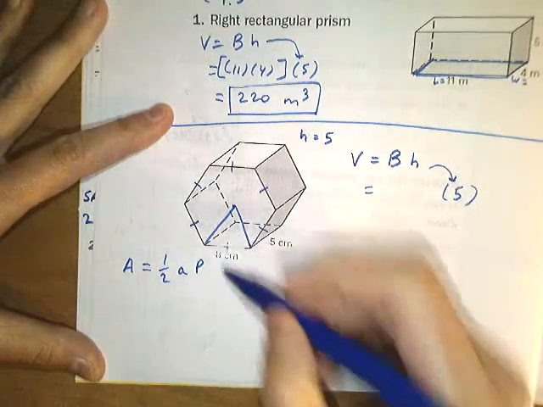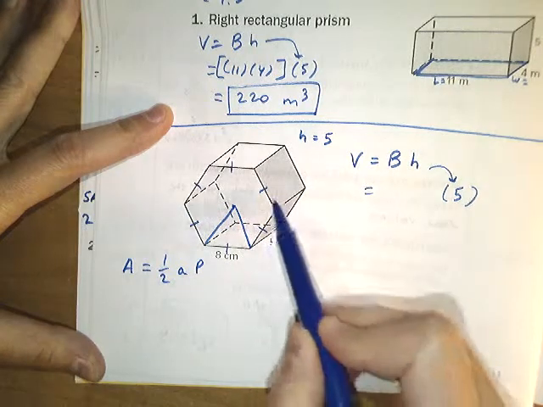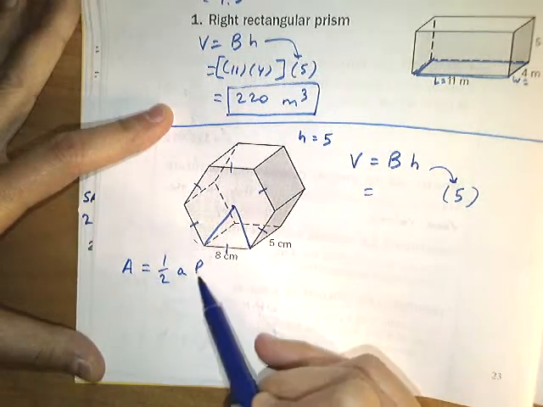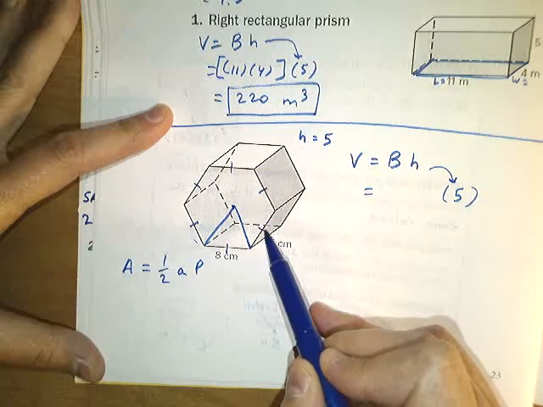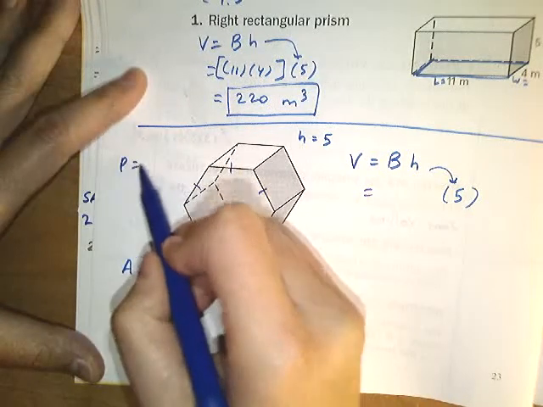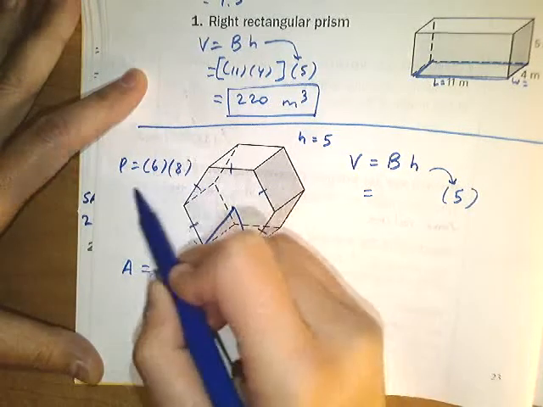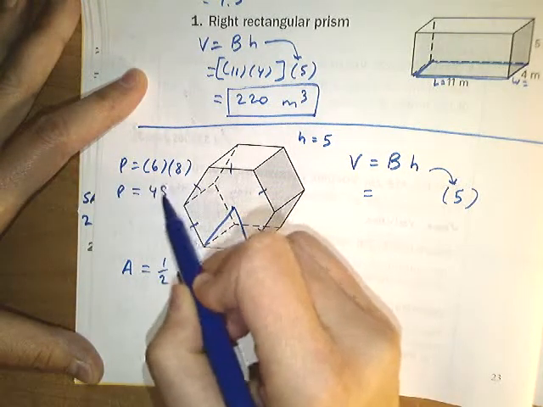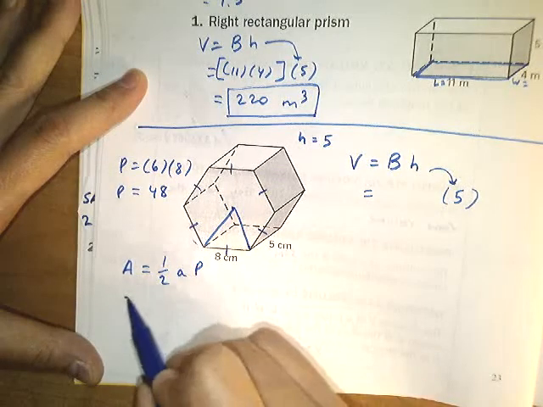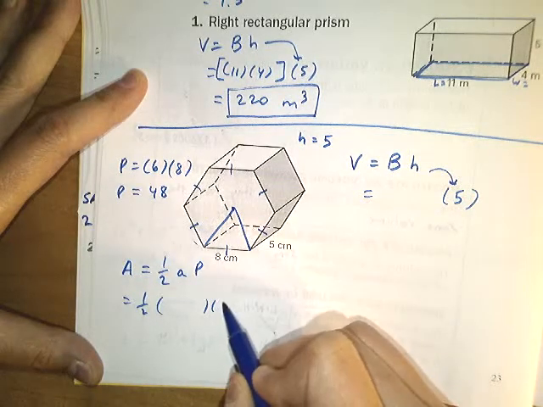So the perimeter isn't too hard to calculate. This side length is 8. There's 8 here, 8, 8, 8, 8. So to calculate the distance all the way around, that's the perimeter, we could add 8 plus 8 plus 8 plus 8 plus 8 plus 8, or we could just say that the perimeter is the number of sides, which is 6, times the length of each side, which is 8. So our perimeter is 48 units around the outside of our base. Now we just have to figure out how long the apothem is.